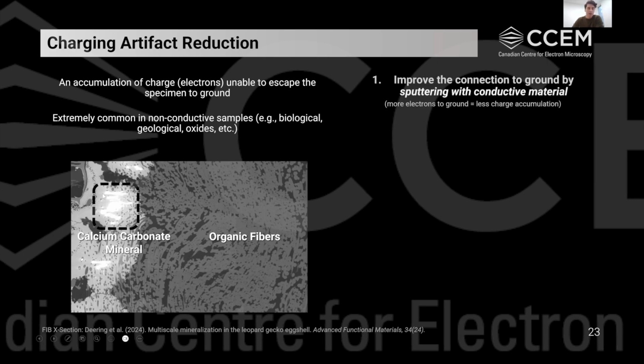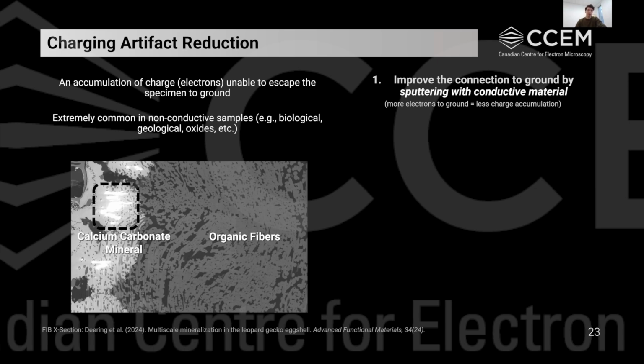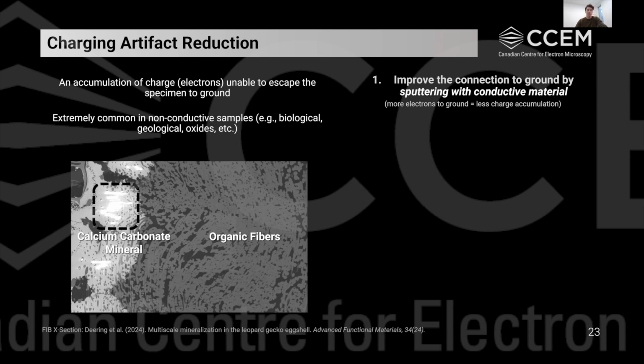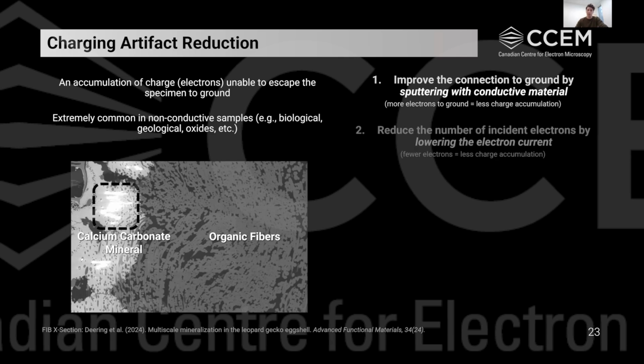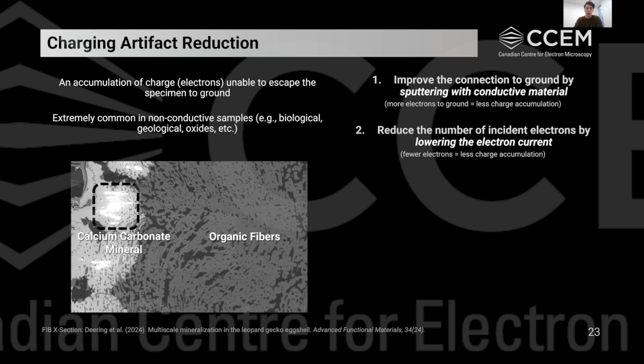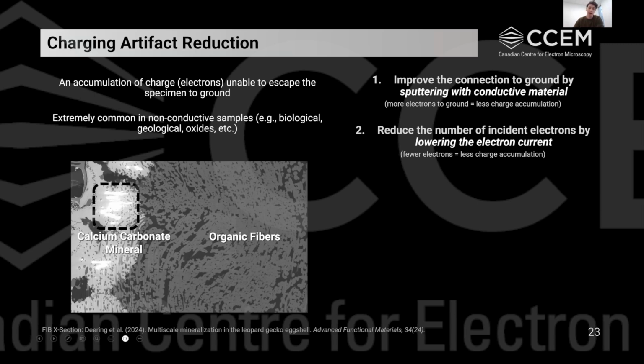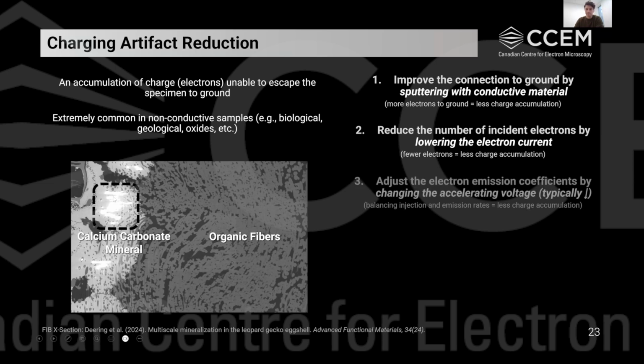So if we see these types of charging artifacts, there's a few things that we can do in our tomography setup to reduce them. The first of which is to improve the connection to ground by sputtering the entire sample with a conductive material before we put it in the microscope. If it's more conductive, these electrons are more likely to escape to ground and we get less charge accumulation. We can also reduce the number of electrons coming into the sample by lowering the current of the electron beam. If we have fewer electrons coming in, we get less of this charging artifact.